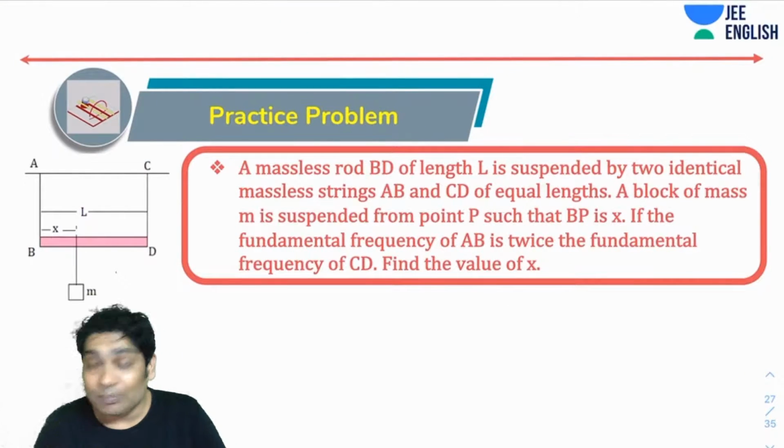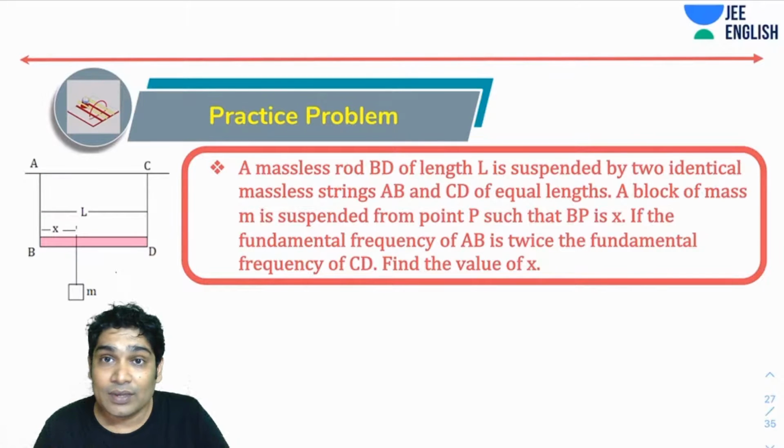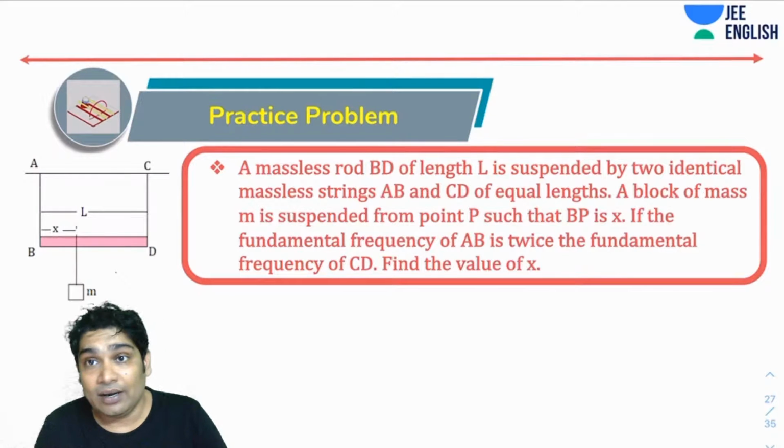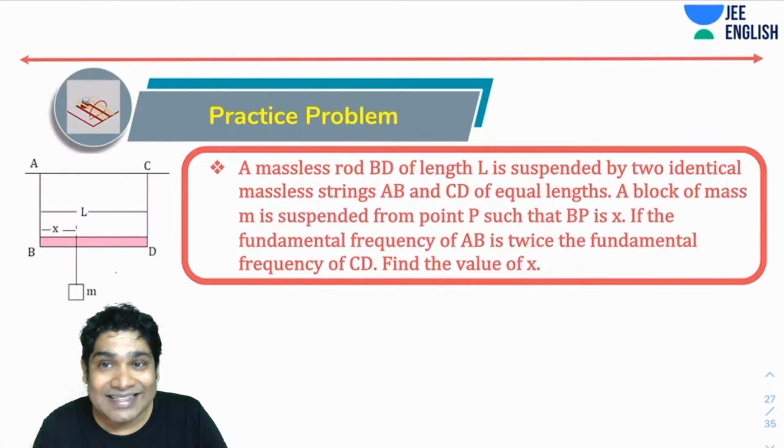All right. So very simple again. Let's try this one now. Here you've been told a massless rod BD of length capital L is suspended by two identical massless strings AB and CD of equal lengths. Now a block of mass M is suspended from a point P such that BP equals X. If the fundamental frequency of AB is twice the fundamental frequency of CD, then what is the value of X?